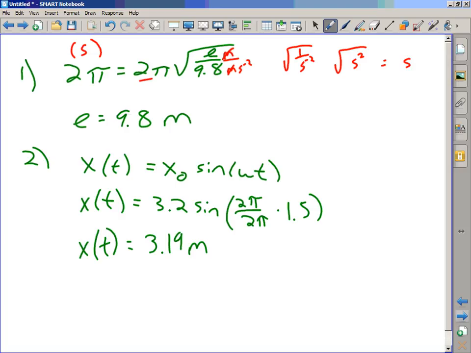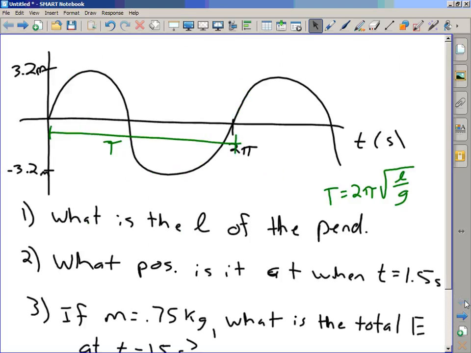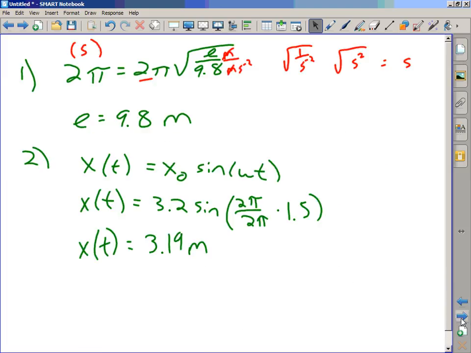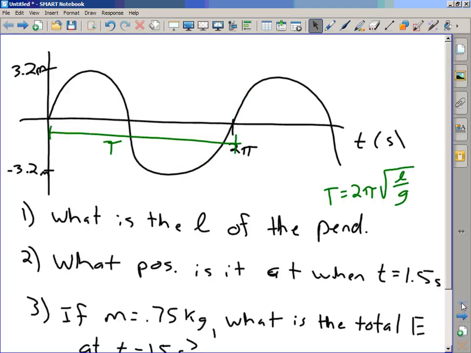Sig figs. How many sig figs did I give you? 3.2 and 2 pi. Pi, you can assume, has an infinite number of significant figures. It's a constant. If I'm listing things in terms of pi, that does not affect your significant figures. So you get 2 sig figs because of 3.2. Right, so this becomes 3.2. Interesting, huh? It's at approximately the amplitude.